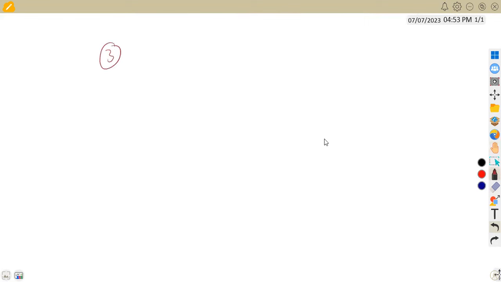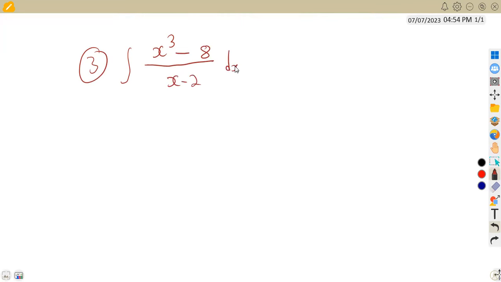Let us have the integral of, let's try to increase this one here. So we are going to have the integral of x cubed minus 8, everything over x minus 2, with respect to x. So remember, x cubed minus 8 can be factorized. So we can apply the factorization concept, but here we want to apply the long division, since we are talking about long division. So we're going to perform our long division.